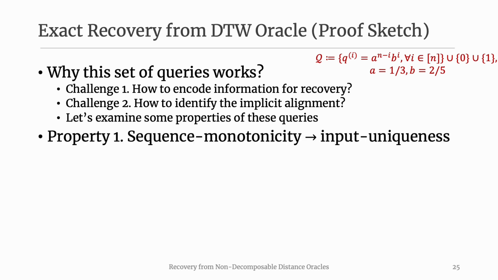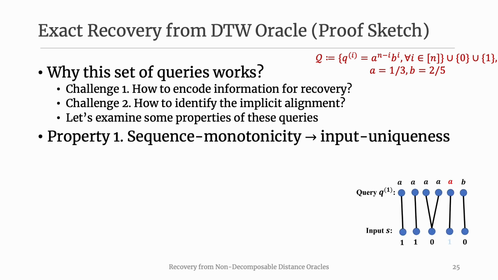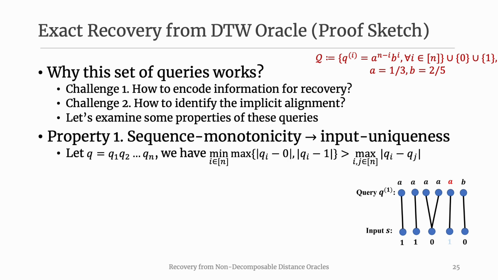The first property of this query is that all of the Qi are monotonic sequences. That is, for a query sequence, its jth character should be less than or equal to its j+1th character. With this property, we can guarantee input uniqueness, which means that each character in the query sequence should be matched to exactly one character in the input sequence. We show that the monotonic sequence construction strategy implies input uniqueness.